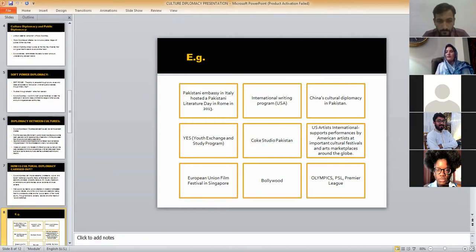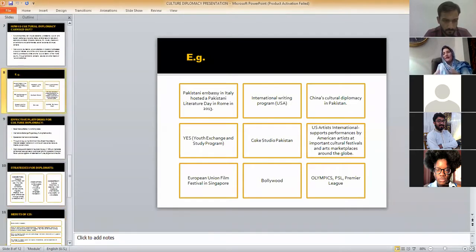Then you have programs that are sports based as well. You have the Olympics, you have the PSL. Then you have the massive influence of Hollywood as well. So all these mediums can help you in creating and promoting your culture. Basically, US artists and international support for performances by American artists were used to import culture into global markets.